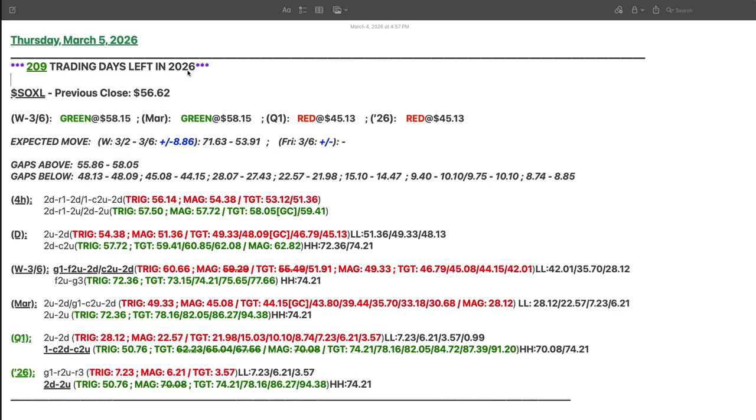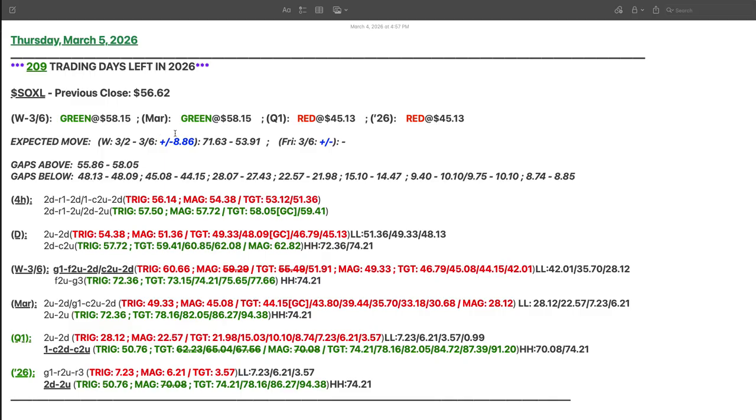These are for Thursday, March 5th. There will be 209 trading days left in 2026, and the close on Wednesday was 56.62. We know the week and the month are red. They turn green at 58.15, but we know the quarter and the year are green. It would take for them to go to 45.13 to flip those to red. So we've got competing time frames, right? No full time frame continuity or anything like that.